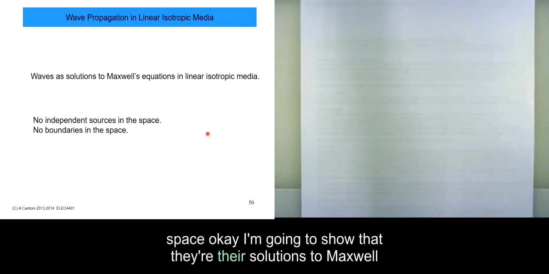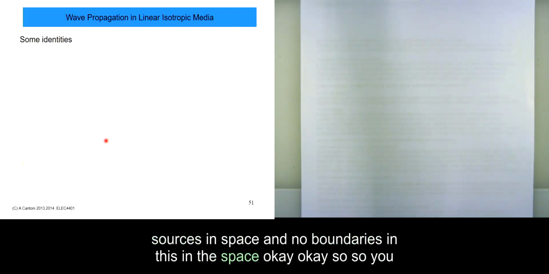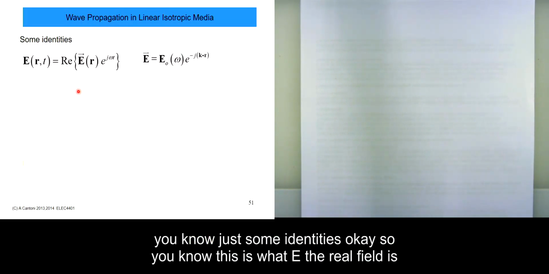And we're going to show that they're solutions to Maxwell's equations in isotropic media, and particularly when we talk about no independent sources in space and no boundaries in this space. So just some identities.